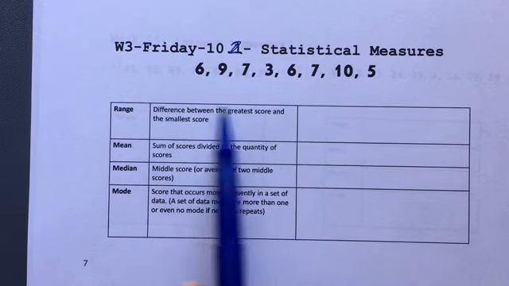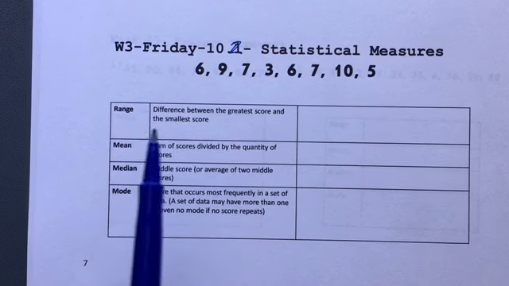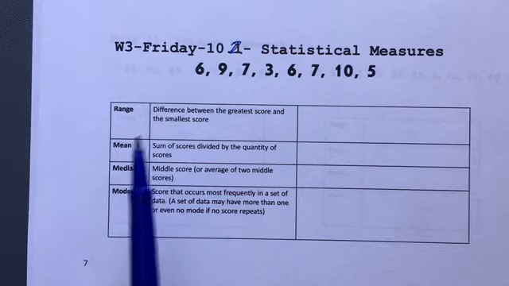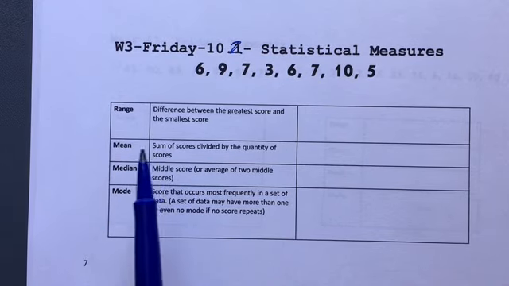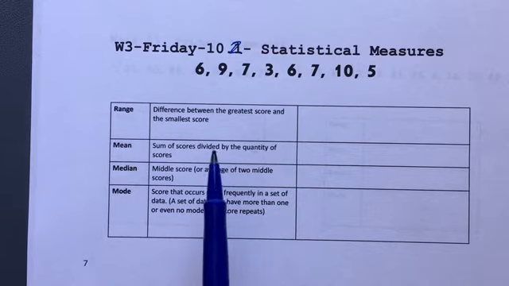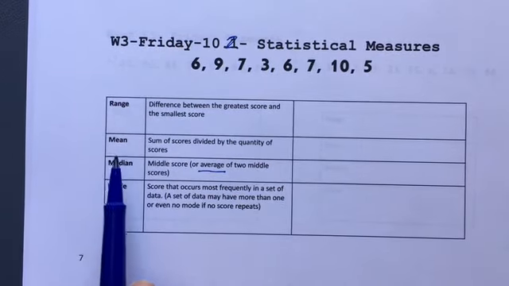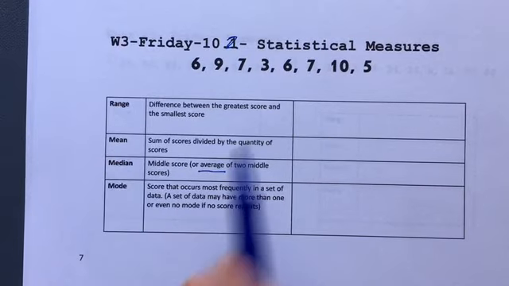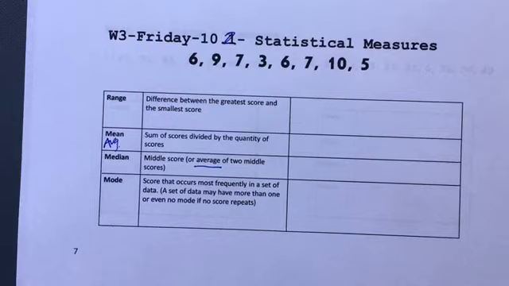Before we get to that, let's just go through the definitions for these 4 words. Range is the difference between the greatest and the smallest. Mean is the sum of scores. We know sum means what? Adding. So we're adding all the scores and dividing by the quantity of scores. Another word for mean is average. If you want to write that in here, you can. We're going to use the word mean here, but know that that's true.